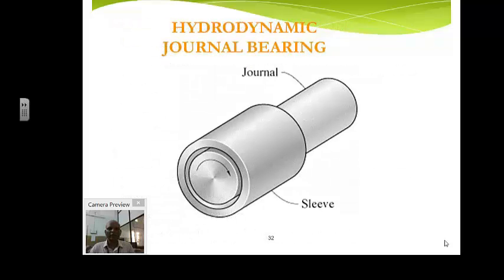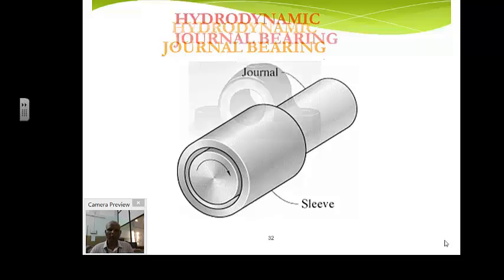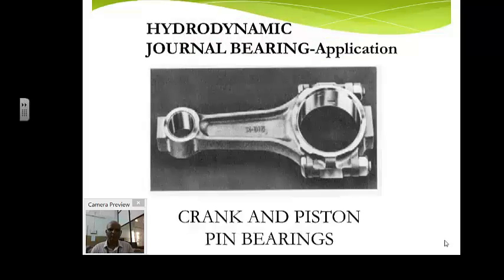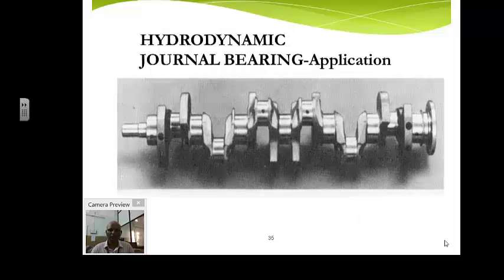We see a typical hydrodynamic lubrication in a journal bearing. So there is a sleeve which is stationary and a journal, otherwise known as the shaft, which rotates. So it's a typical example of a journal bearing. And there are certain applications, like in the case of crank and piston pin bearings, both are under hydrodynamic lubrication. The crankshaft, the big end of the connecting rod will be assembled in the crank, and it is under hydrodynamic lubrication.